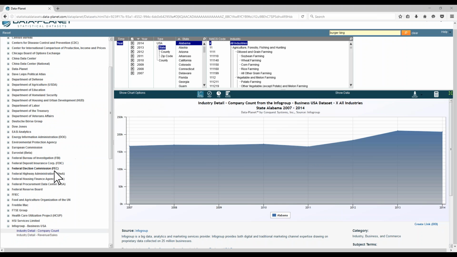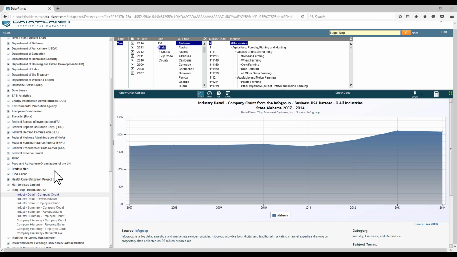The InfoGroup data is a very powerful analysis tool that has revenue, locations, and employee count across geography, down to the zip code level, and across NAICS codes for a total of 2, 4, and 6-digit NAICS codes. So let me give a little bit of background about this data.